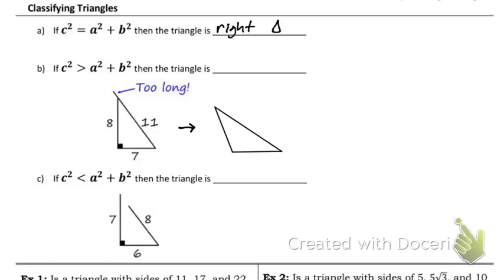That might have been a little too extreme, but say that's my 11, that's my 7, that's my 8. What kind of triangle is that when it opens past 90 degrees? Amber? Obtuse. So it's going to be an obtuse triangle.